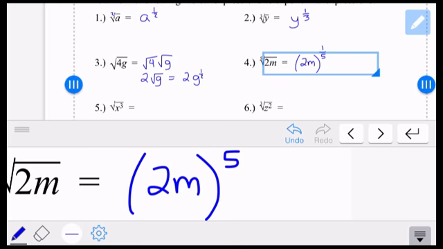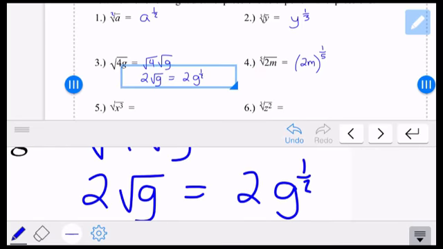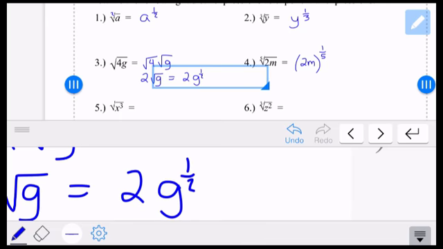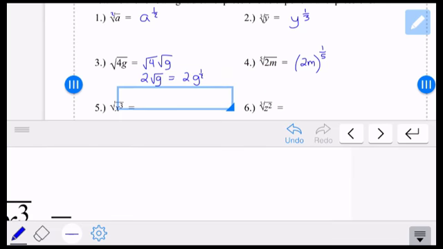So notice, this has parentheses around it because the 2 and the m are underneath the radical. This did not because 2 was outside of the radical and the g was underneath. So only the g here gets the 1/2 power, not the 2.